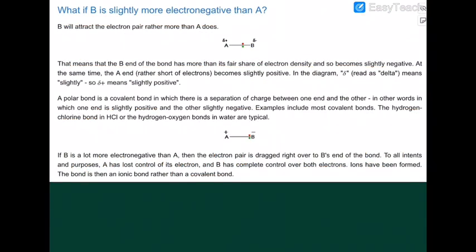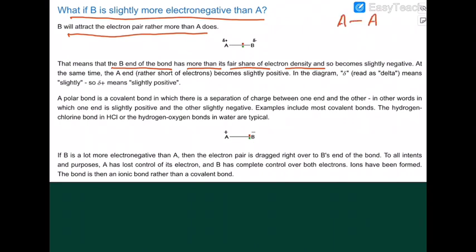Now let's look at what happens when B is slightly more electronegative than A. Then B will attract the electron pair towards itself, because it is more electronegative than A. So the electron pair will come closer to the more electronegative atom. This means that the B end of the bond has more than its fair share of the electron density. If two elements are of the same kind, electron density is exactly in between them. But if B is more electronegative, the electron density will be closer to B.